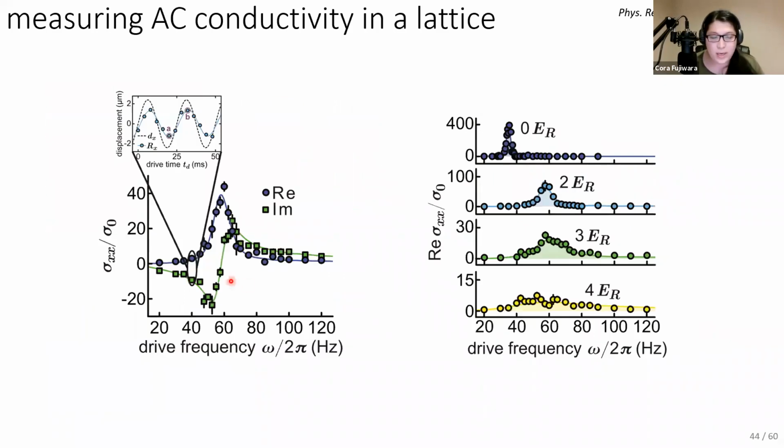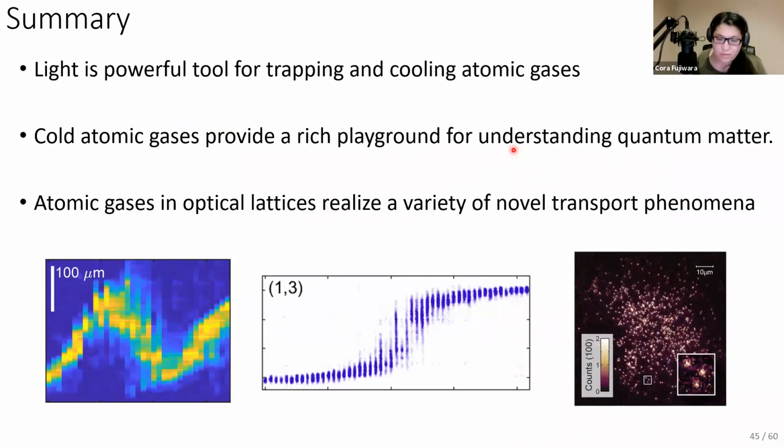And that allows me to get, say, a real conductivity and an imaginary part of the conductivity. And then I can study things such as the conductivity as a function of the applied lattice. I'm not really going to go into this, and I think I'll go ahead and just summarize what I've told you about so far, at least in the science portion of this talk.